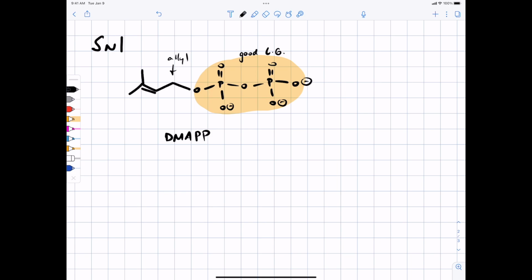You know what to do here. You know that if that leaving group left, you'd have a resonance stabilized carbocation. A lot of the time in molecules with multiple phosphates, you've got divalent cations like magnesium that are chelating some of those charges.